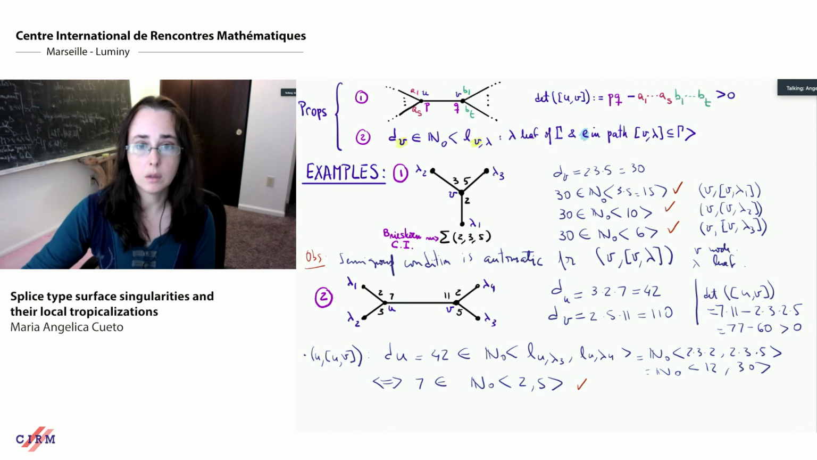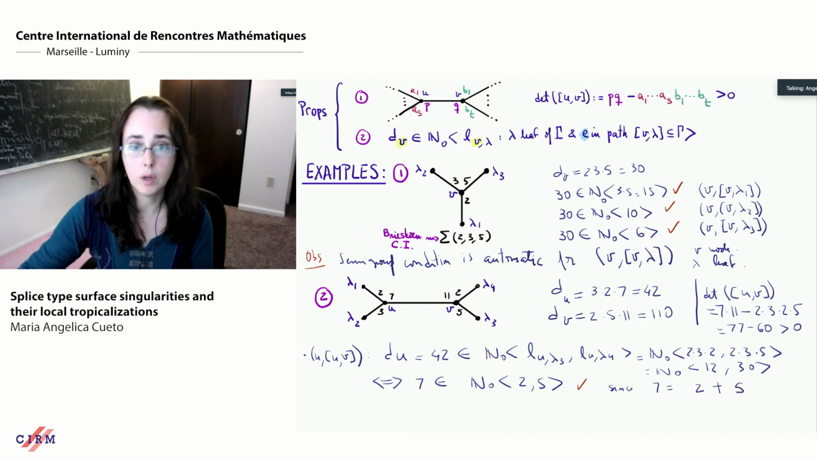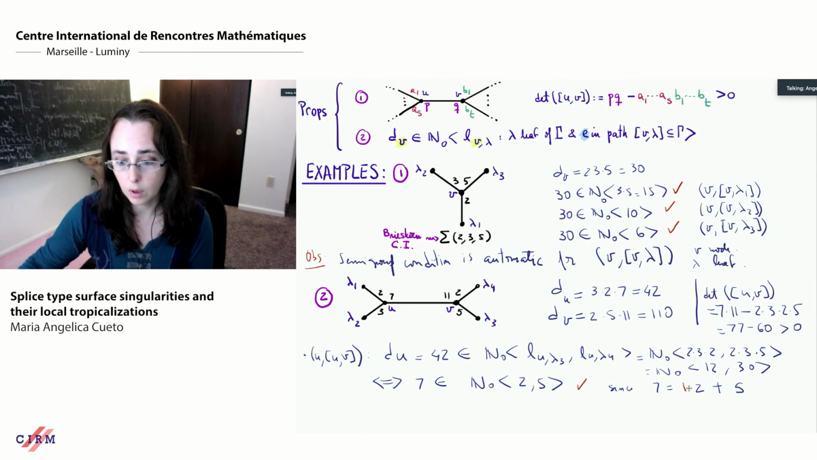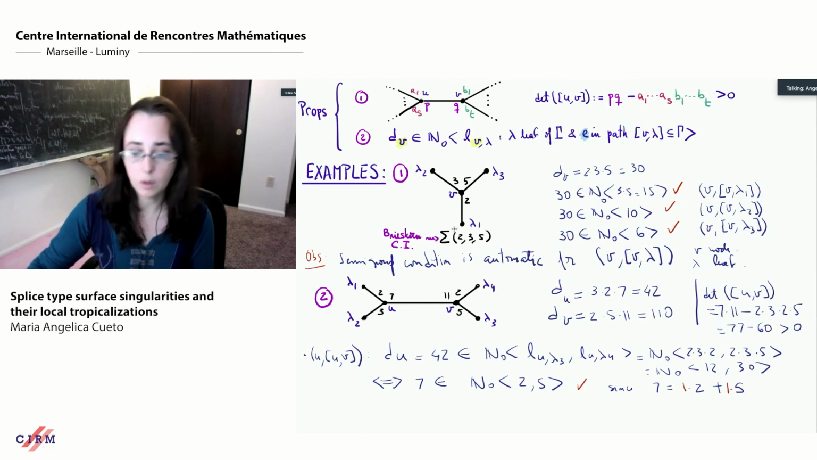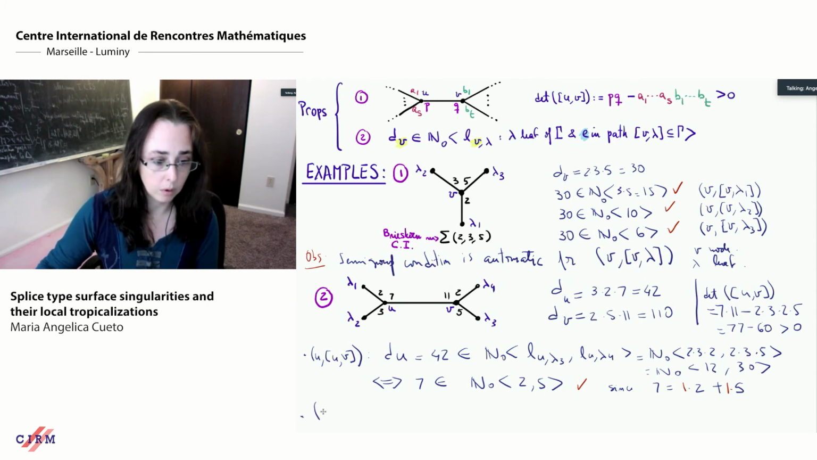And in this case, it's true in a unique way. We can write 7 as exactly one positive combination of 2 and 5. In this case, all the scalars are going to be 1. Okay? And these scalars are something that we will remember for later in the talk.